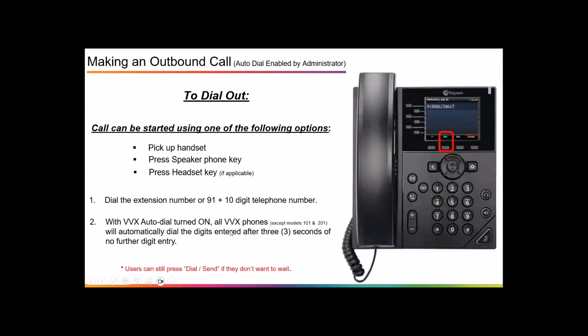Now, this next slide right here highlights item number 2. The admins for your account have the ability to switch on an auto dial option. So it is where after dialing the last digit of the extension or the phone number, after 3 seconds of no further digit entry, the phone will automatically call that number or extension. But you still have the ability to press the dial button if you don't want to wait for 3 seconds.